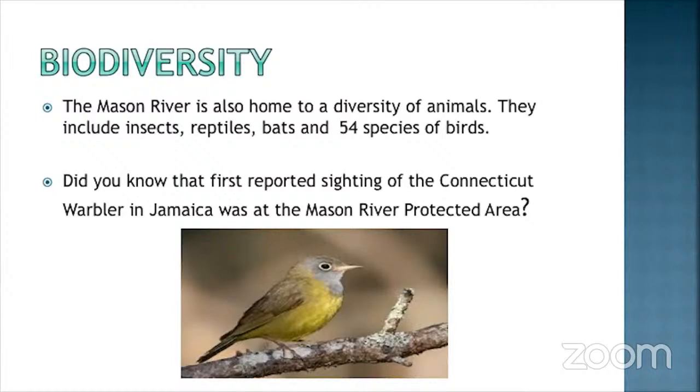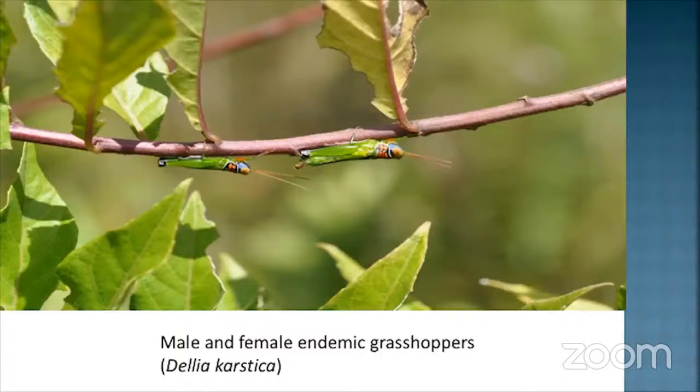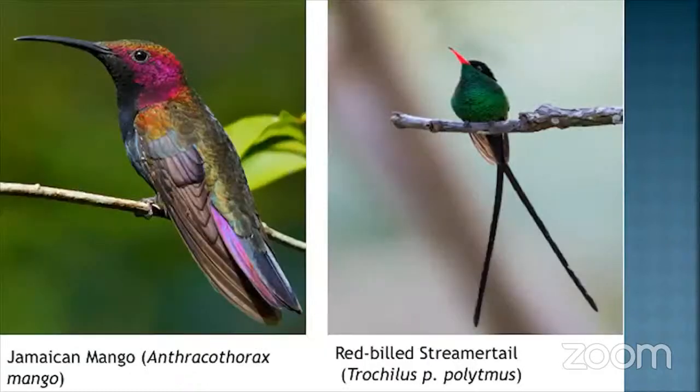The Mason River is also home to a diversity of animals. They include insects, reptiles, bats, and 54 species of birds. Did you know that the first reported sighting of the Connecticut warbler in Jamaica was at the Mason River Protected Area? These Dellia grasshoppers are endemic and were only known to exist in the Cockpit Country prior to their sighting at the Mason River Protected Area. These 2 beautiful birds are only found in Jamaica and can also be found at the Mason River Protected Area.